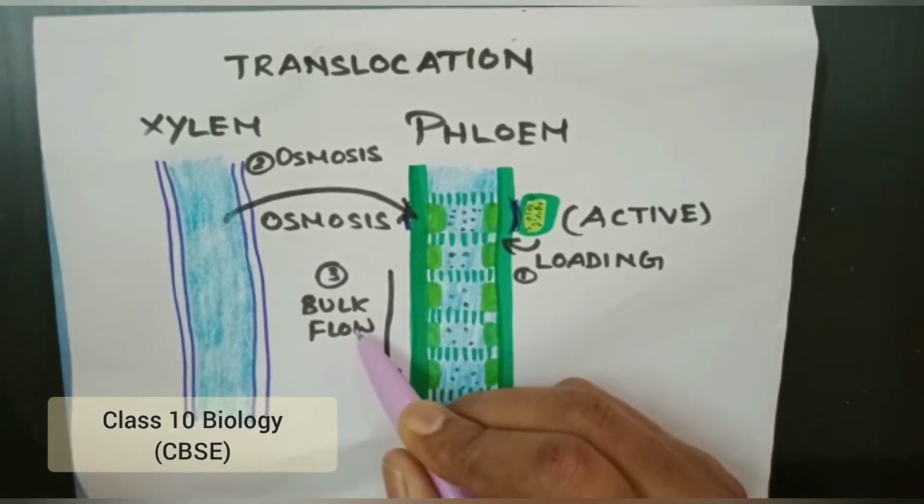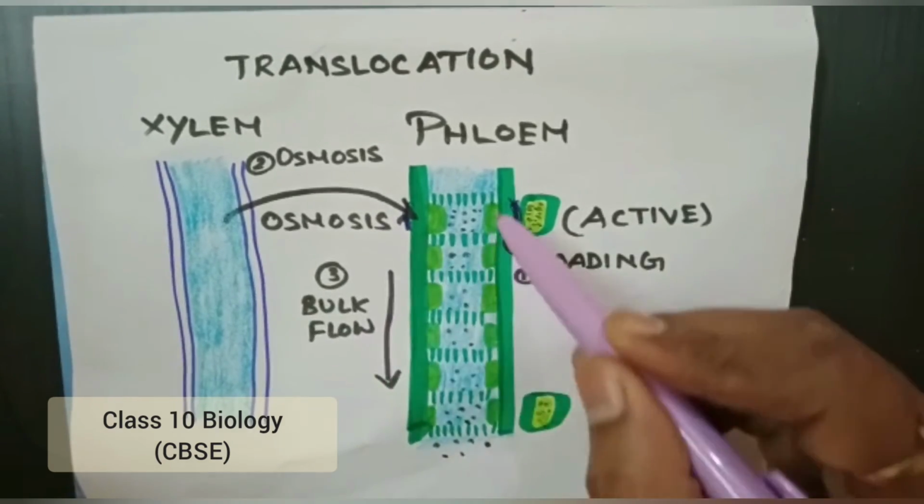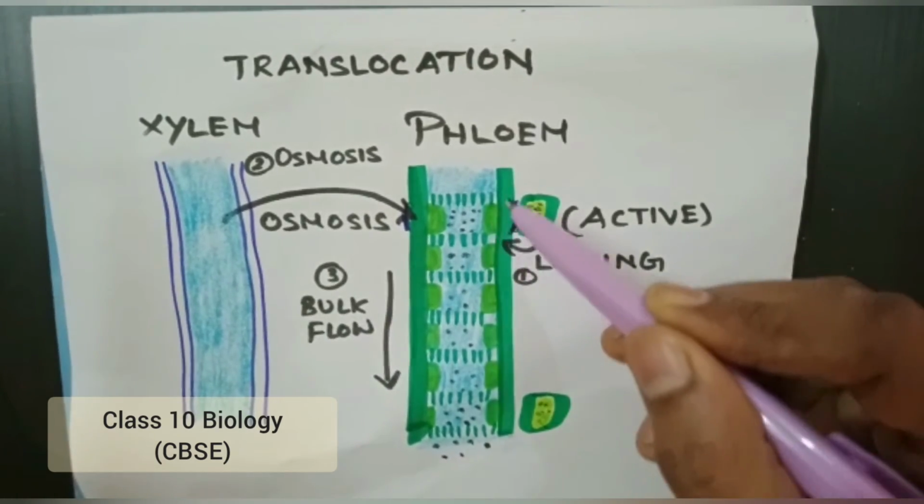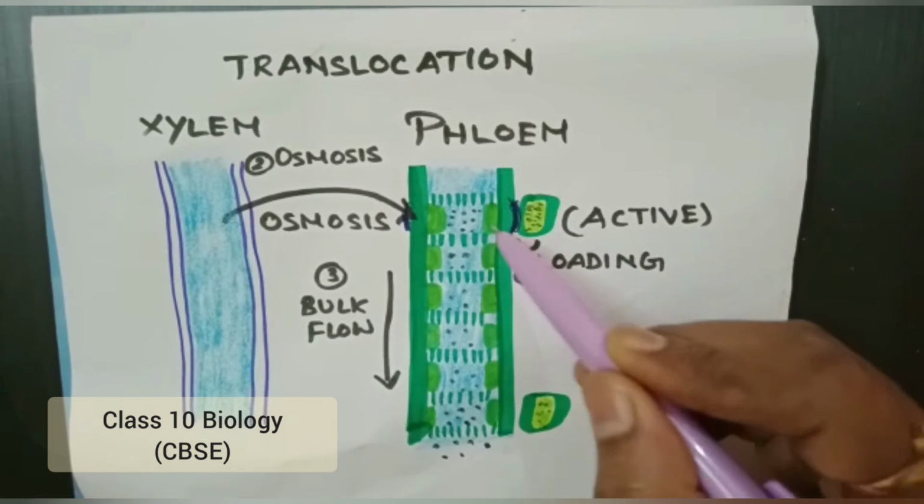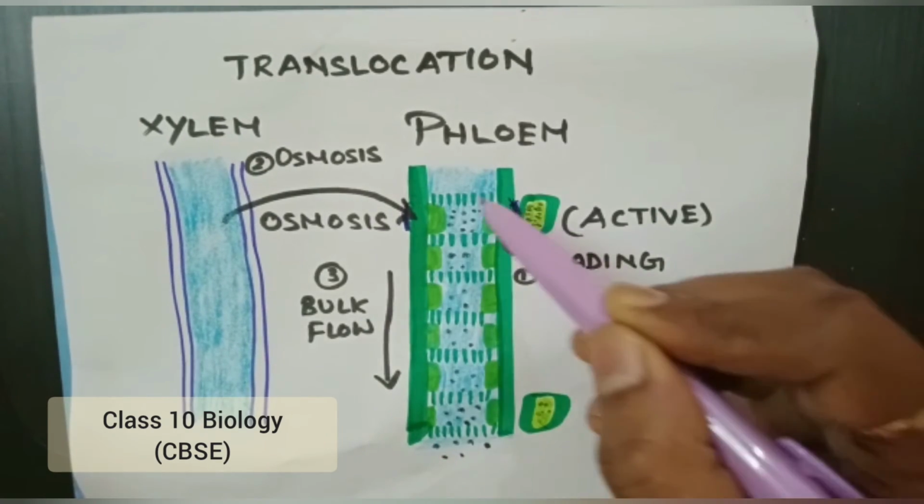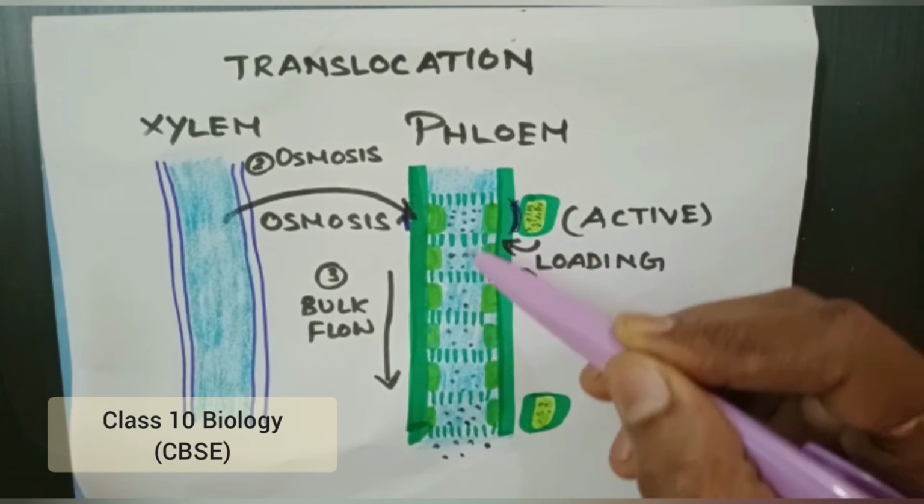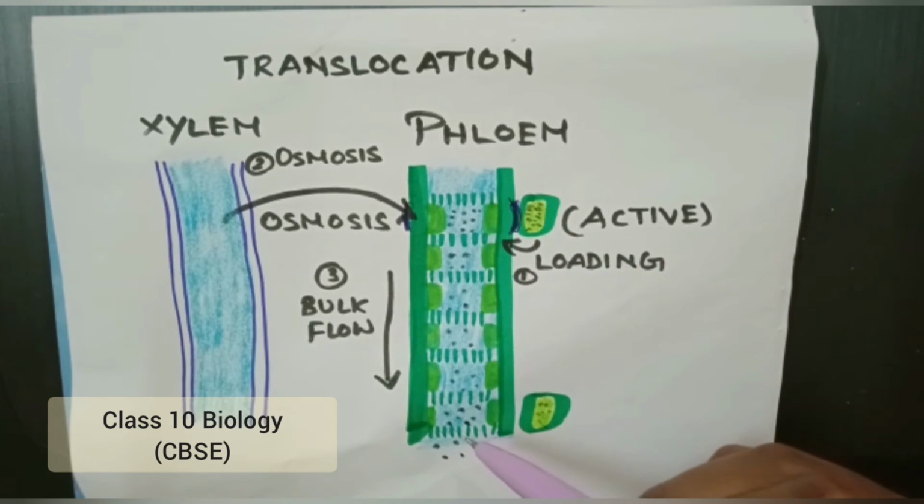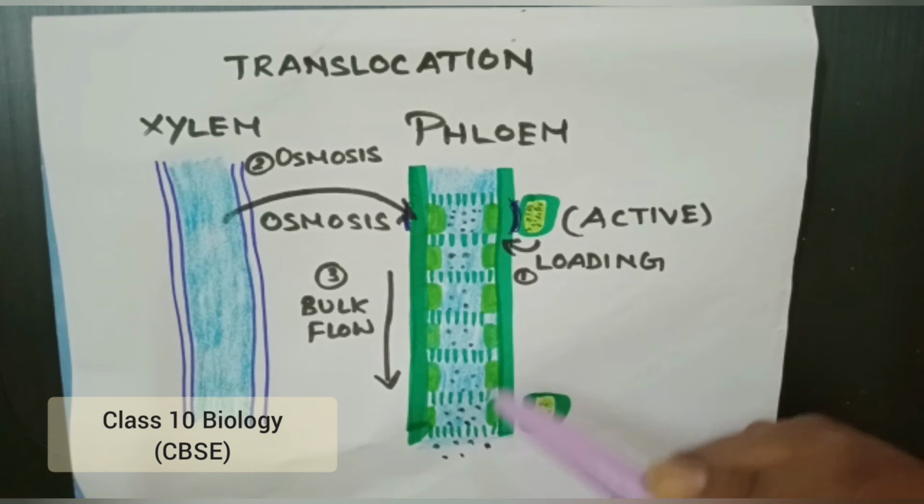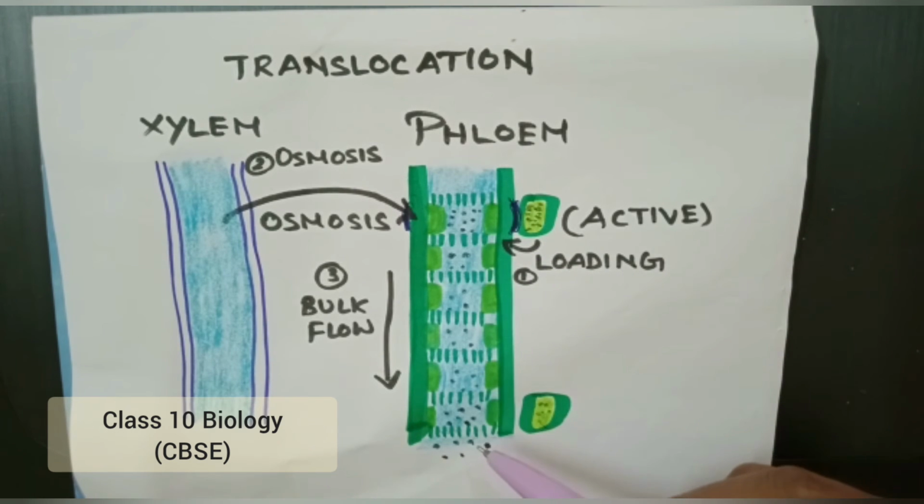What is bulk flow? It's nothing but the whole solution moving down. It's not just a part. The entire content, the sap, will move down where there is a lower concentration. And finally, the sugar reaches the lower pressure region. It will move out of the phloem and it will be taken up by the xylem cells.